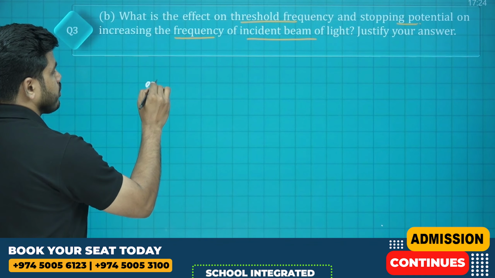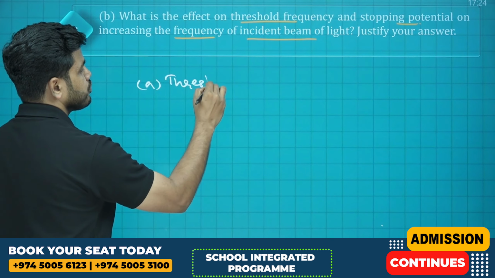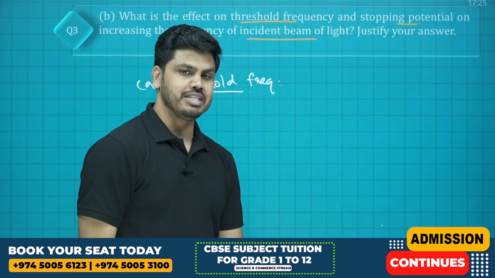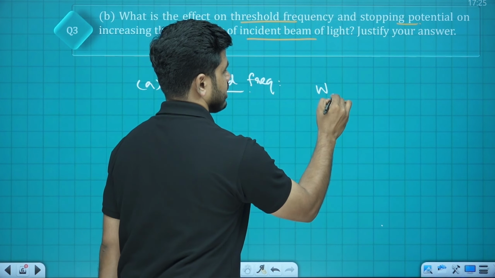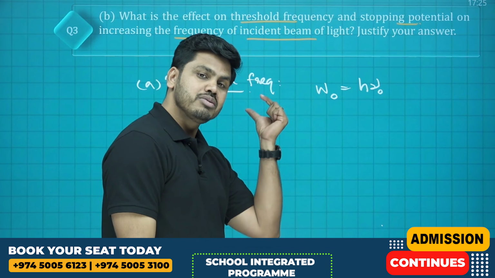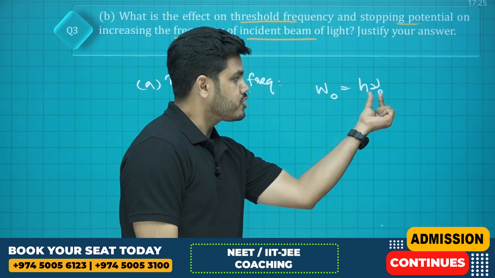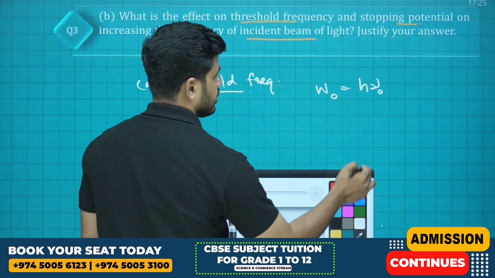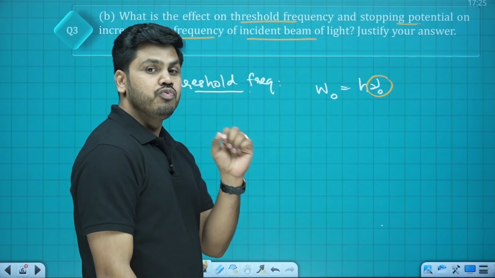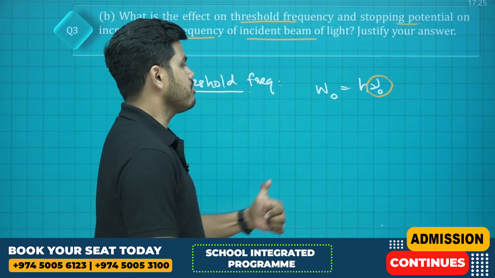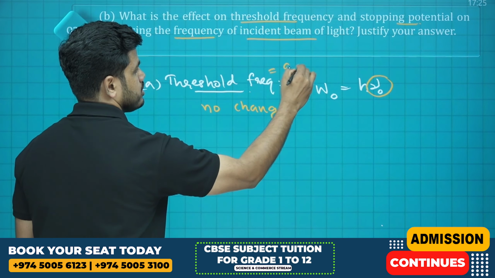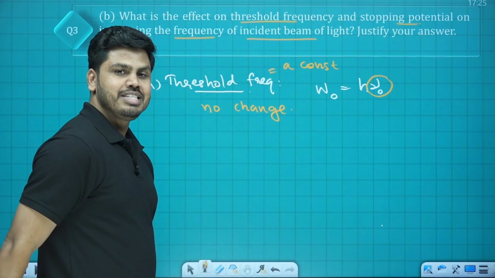See, threshold frequency is constant for a given photosensitive material, right? A given photosensitive material has a work function W0 equal to h nu naught. W0 is constant for a given photosensitive material. So nu naught is a constant. Whether you change the frequency or the intensity of the incident radiation, that won't affect the threshold frequency at all. So the answer is no change, because threshold frequency is a constant for a given photosensitive material.